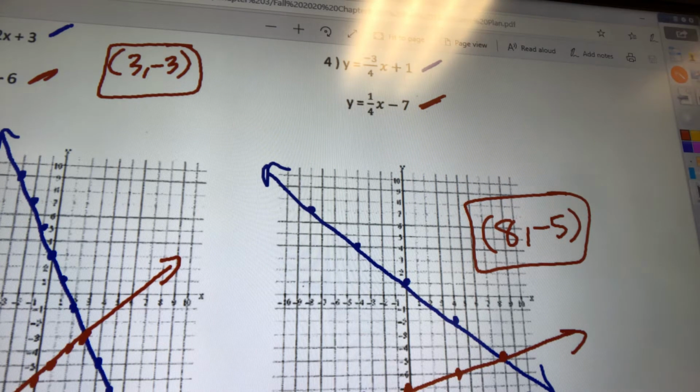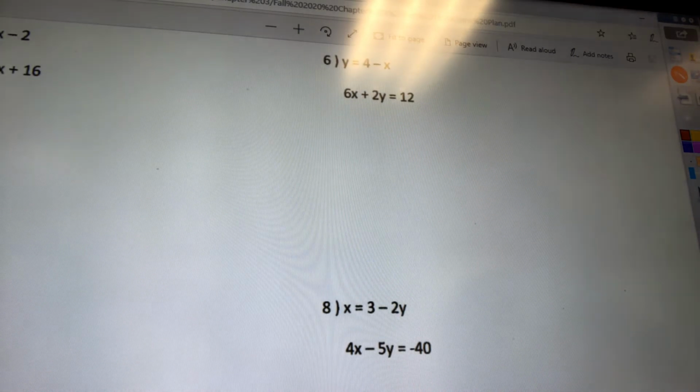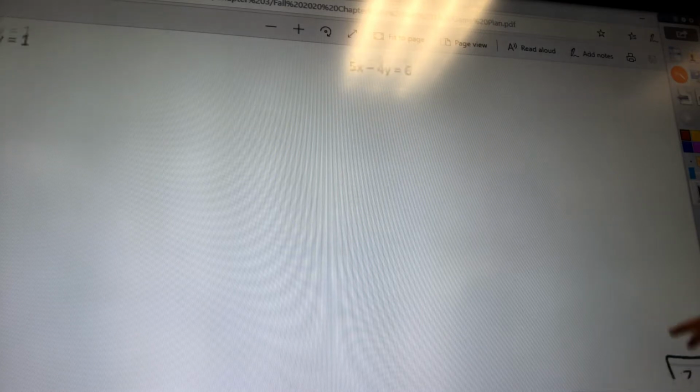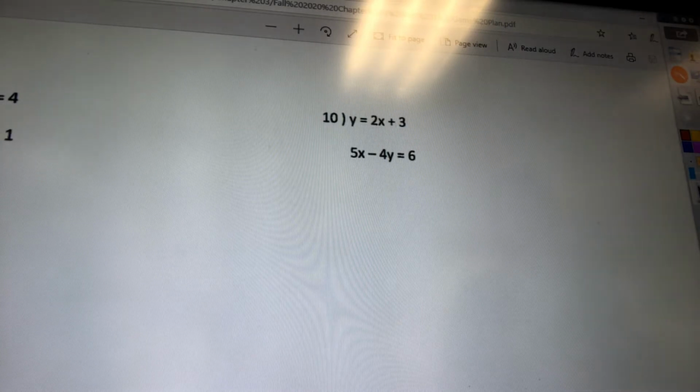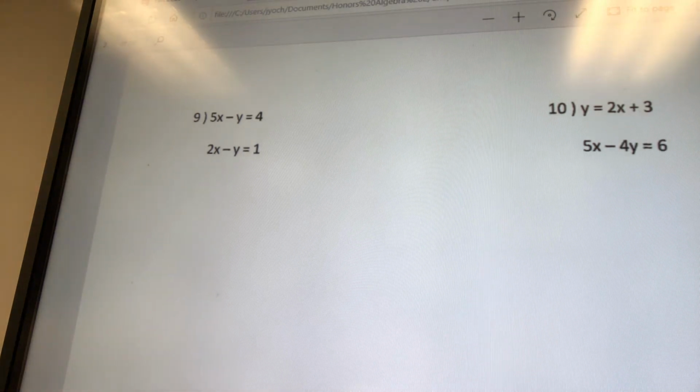All right, so let's go to page 2 here. Let's talk about ones we might not have done in class. Let's talk about something like 9 and 10 real quick. So 9, we're going to do using elimination, another method we might not have covered.